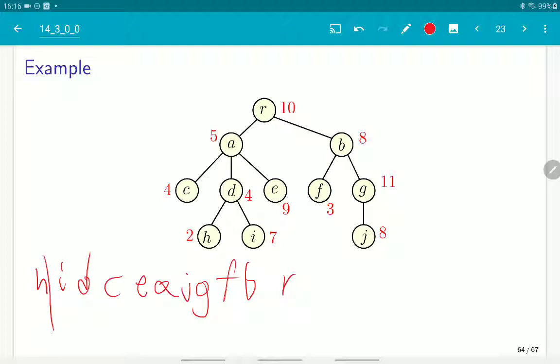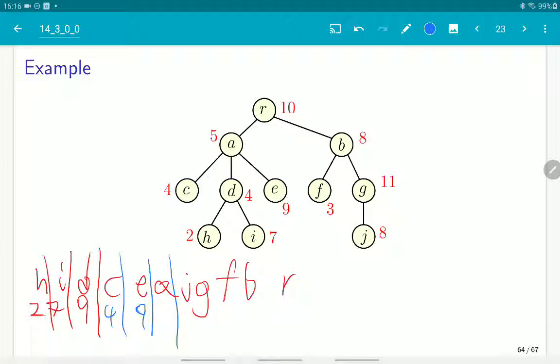And now I go one by one. H, the best solution is 2. I, the best solution is 7. Okay. D, the best solution, well, we have two options, right? Either take itself, but then we don't get anything, so this is 4. Or we call recursively on the two children, which is the better option, so we get 9. Okay, let me change color. Maybe it would improve clarity. Okay, C, well, the optimal solution is 4, right? Take the node itself. E, it's 9.